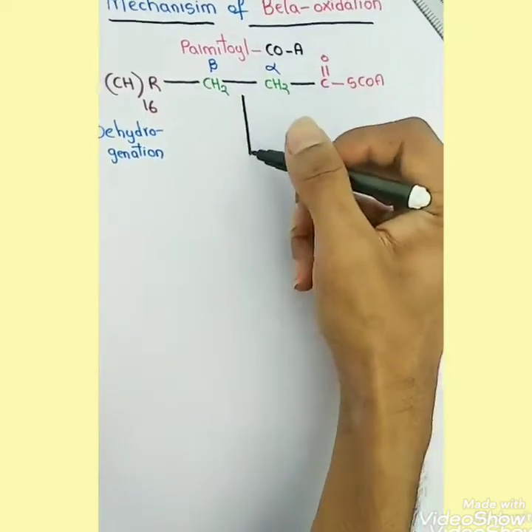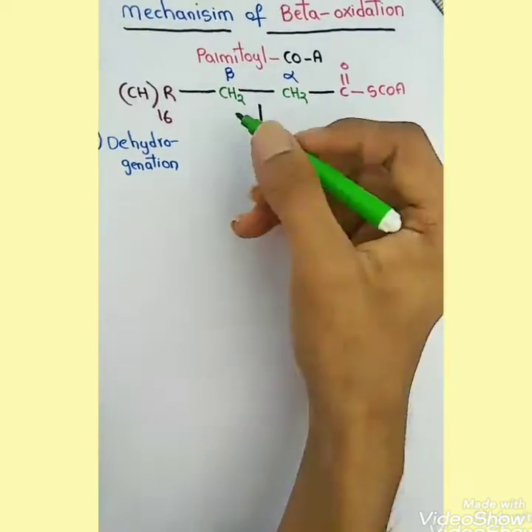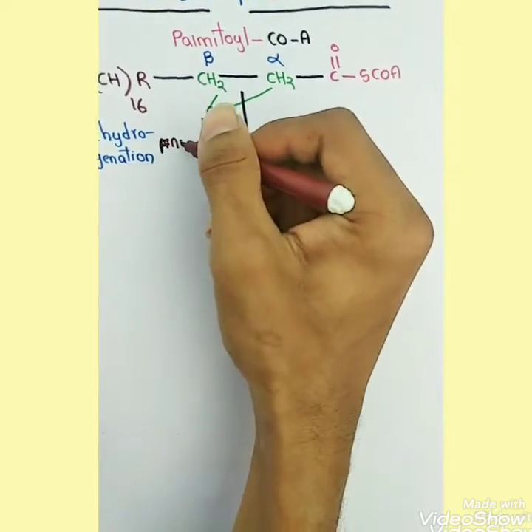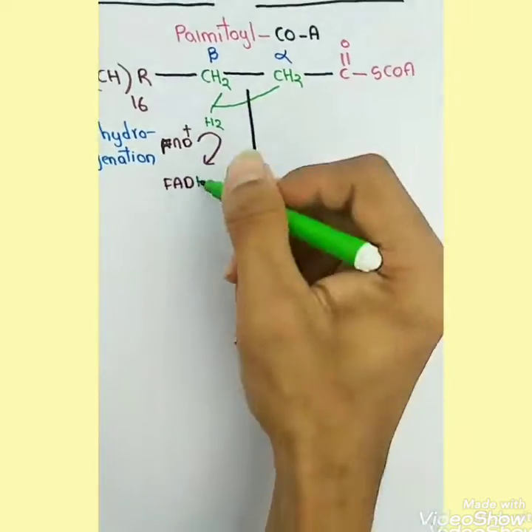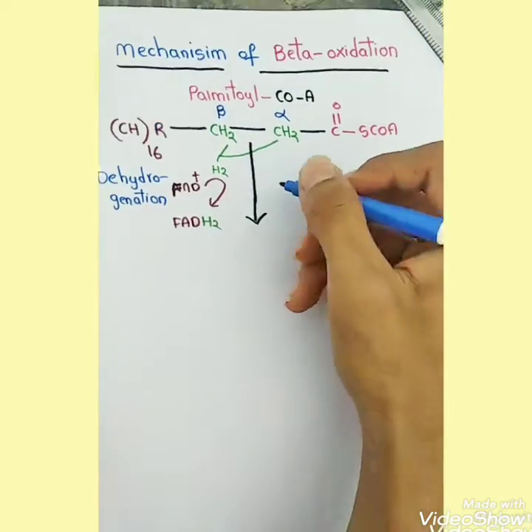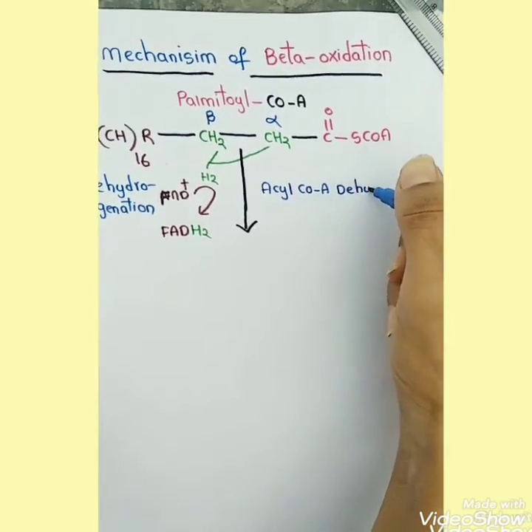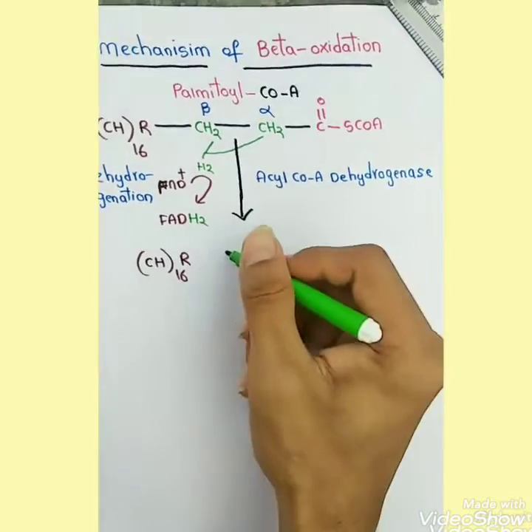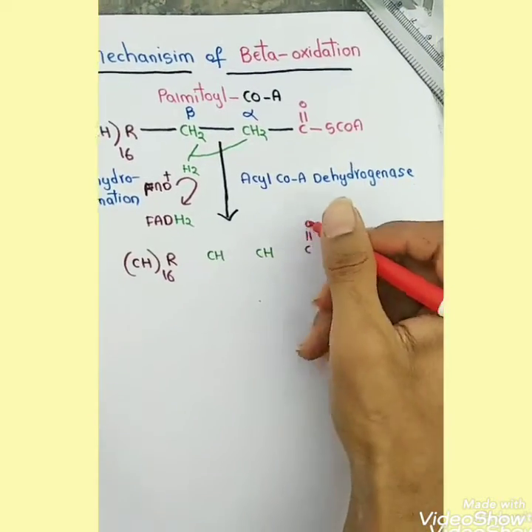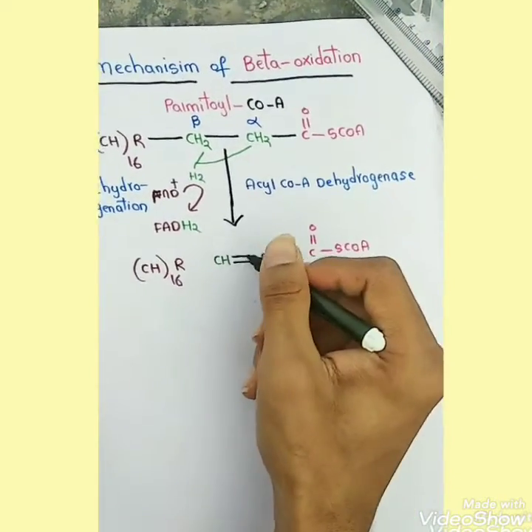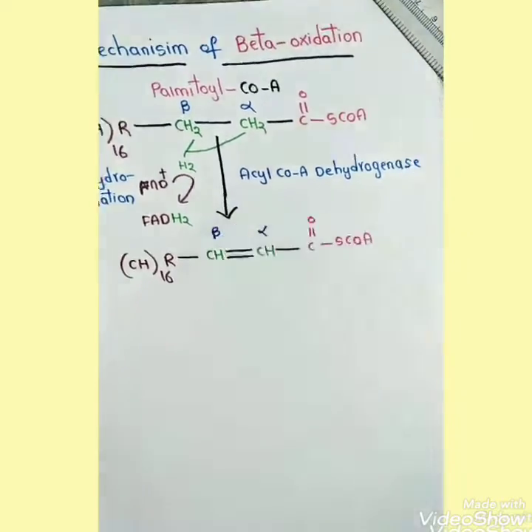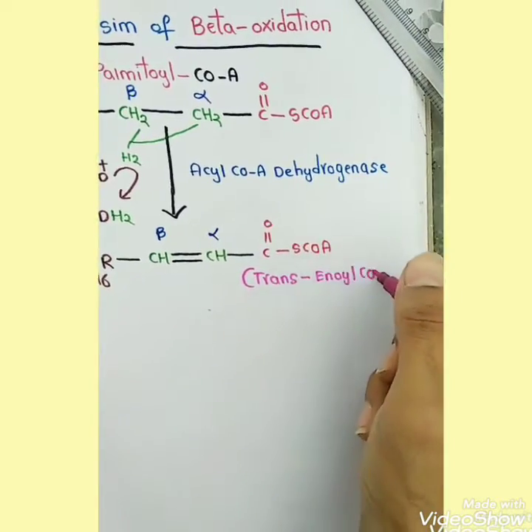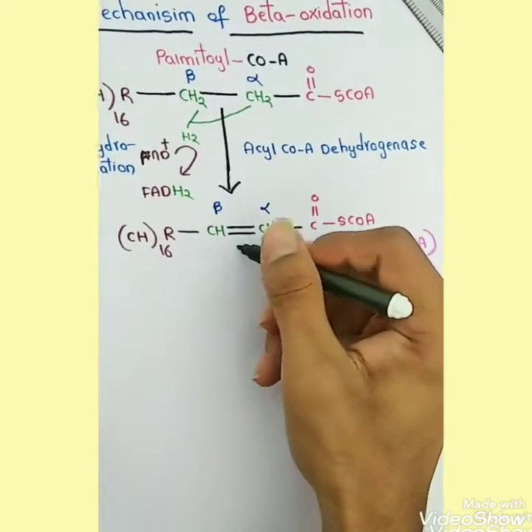In this step, we are going to remove the 2 hydrogens from the beta and the alpha carbon, and give them to FAD, converting it into FADH2. This reaction is catalyzed by acyl-CoA dehydrogenase. After removing the hydrogens, there is now a double bond between the alpha and the beta carbons. This structure is called trans-enoyl-CoA, as the hydrogens are in the trans position.